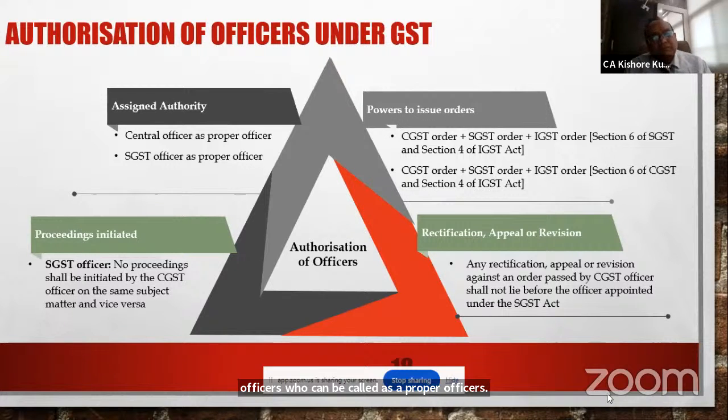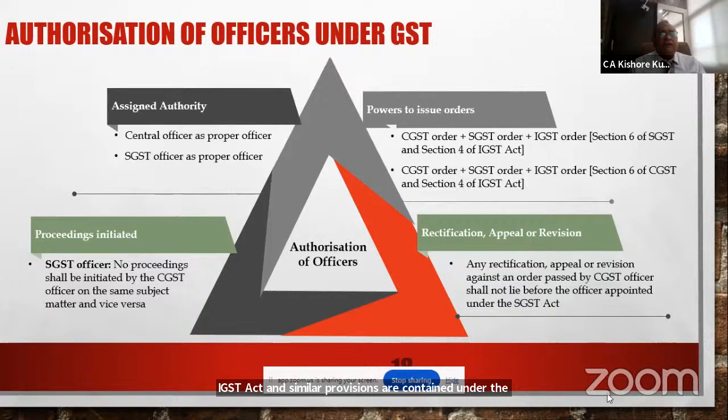Likewise, Section 3 of the SGST Act of various states will give you the list of officers under the SGST Act who are the proper officers. However, friends, Section 6 of the CGST Act provides that an officer who is a proper officer under the SGST Act shall be deemed to be a proper officer under the CGST Act. Likewise, similar provisions are contained under the IGST Act and under the SGST Act.